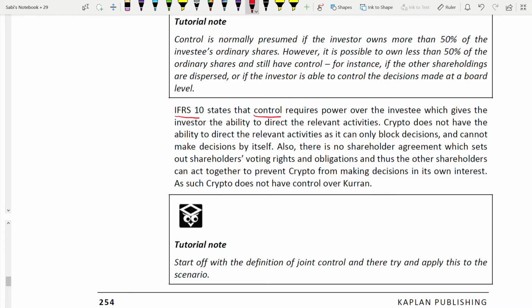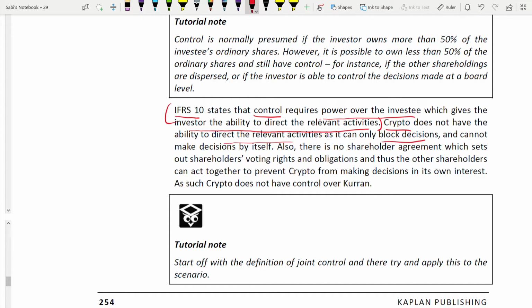So what is the definition of control? It requires power over the investee, which gives the investor the ability to direct the relevant activities. These are the keywords from IFRS 10 only. Some words you cannot change. Some words you have to write as they are, like power over the investee, ability to direct relevant activities. These are the keywords. Up to this much is from IFRS 10. Now you link this to crypto. Does crypto have that ability? No, crypto does not have the ability to direct the relevant activity. It can only block decisions. Remember, only veto.